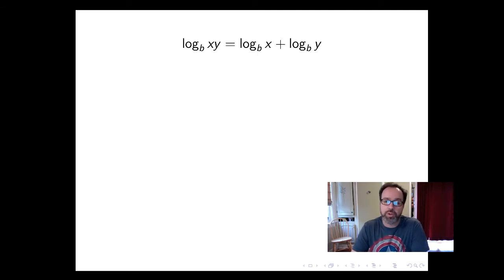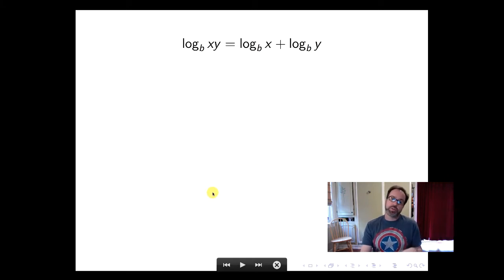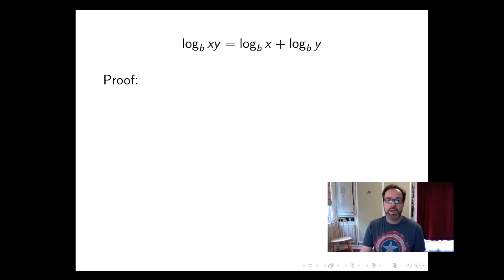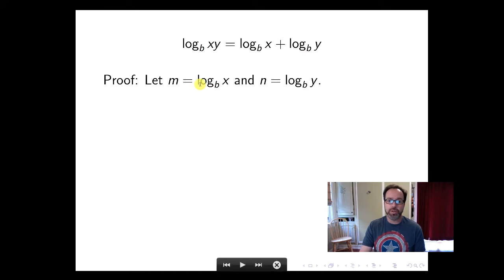The first property that we're going to look at is the one about a product. So the log of a product is the sum of the logs. So log base b of x times y is equal to the log base b of x plus the log base b of y. And the way that we go about the proof is that we're going to let the log base b of x be equal to m and the log base b of y be equal to n.